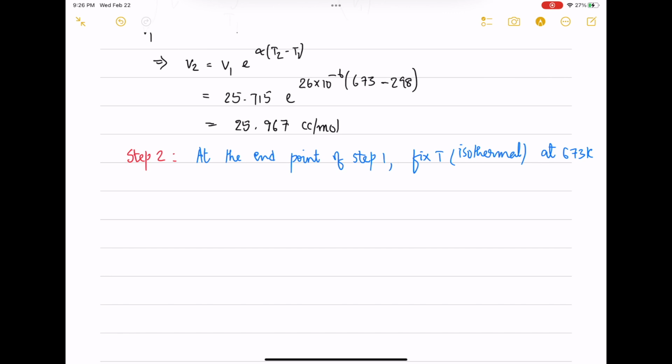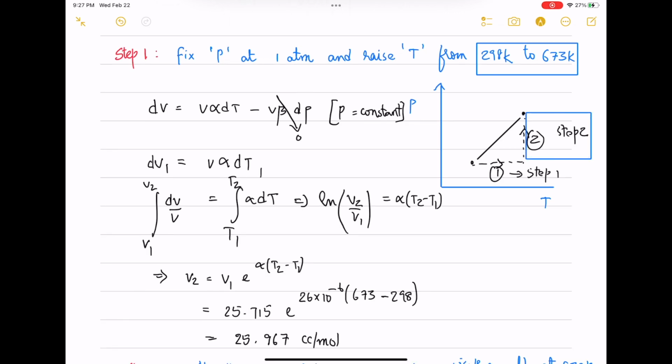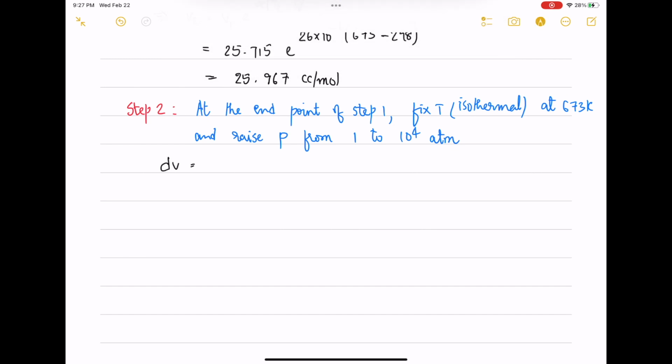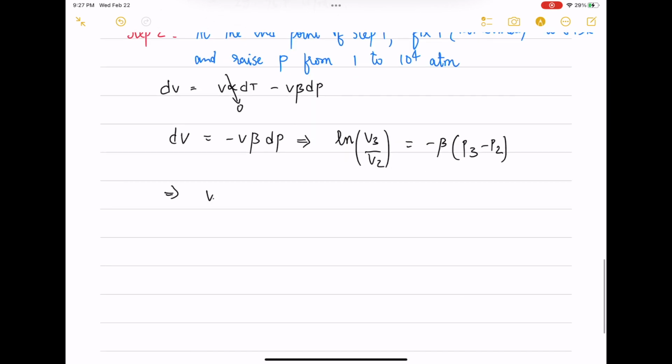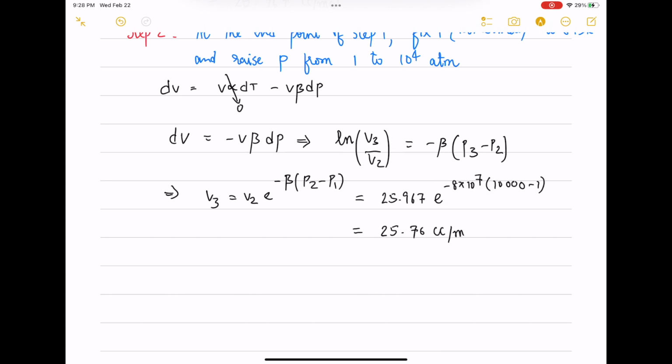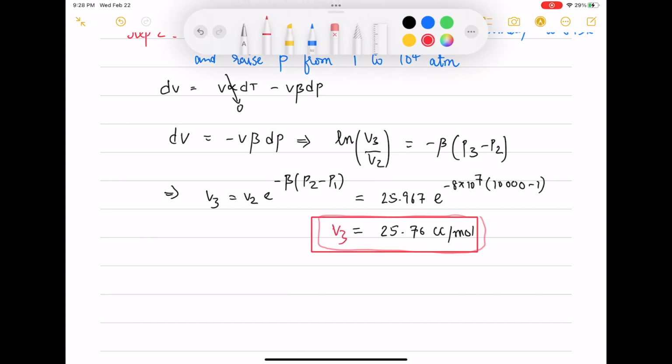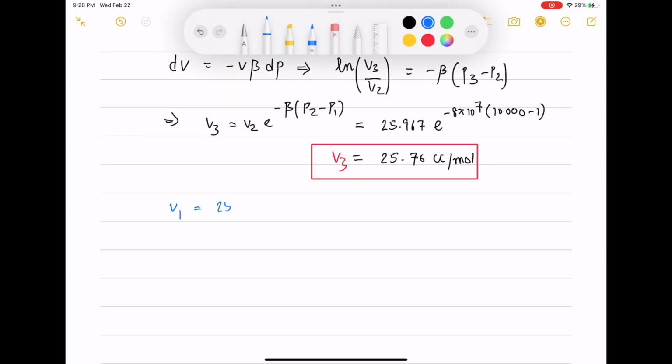and at step 2 we fix the temperature and we raise the pressure, which is an isothermal process. So dT is 0. So we have dV equals minus V beta dP, and integrating them we can find the final volume by inputting the final pressure and initial pressure. Final volume is 25.76, which is greater than the initial volume. So the volume has increased in this process.